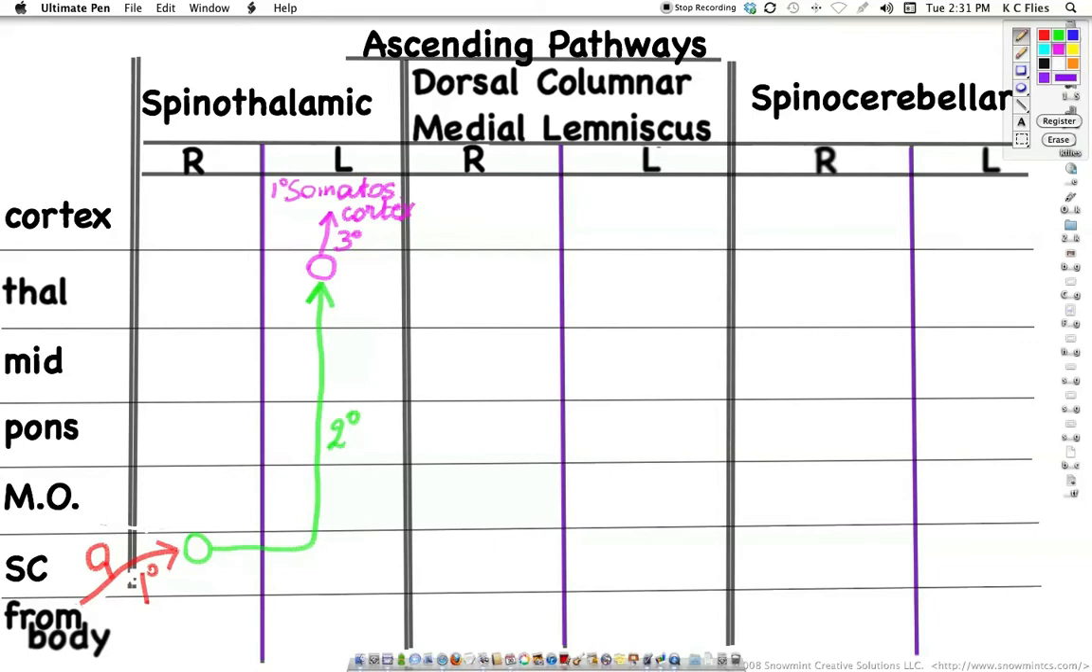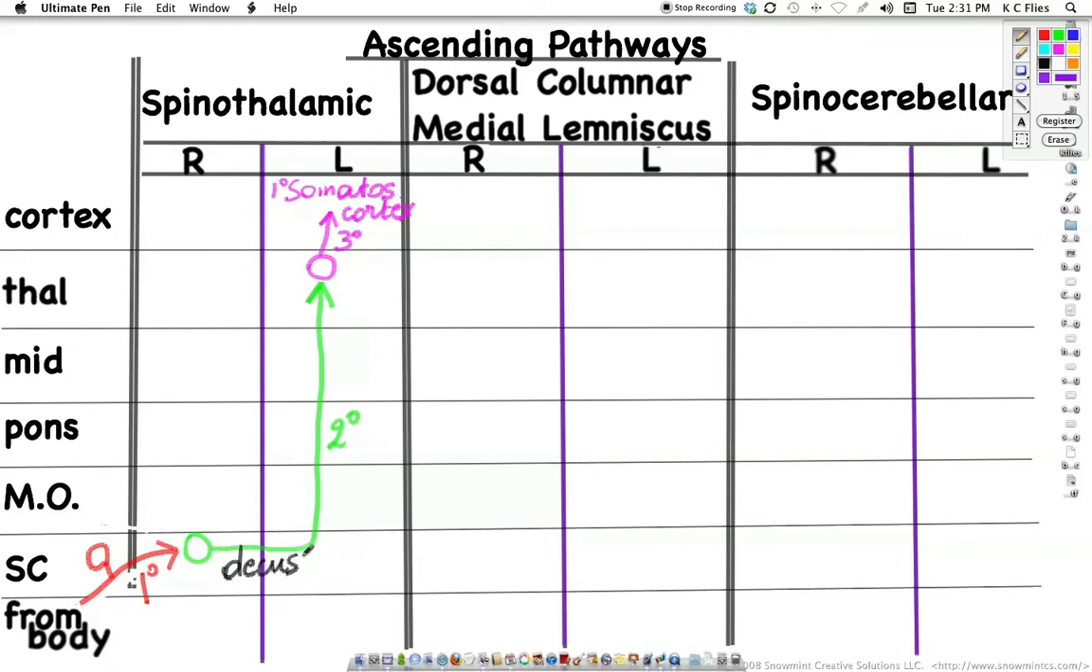So this is what typically the pathway looks like along a tract of a spinothalamic pathway. Now notice that I'm starting from the right side of the body. I enter the spinal cord on the right side of the body, and then we have the decussation occurring right here. Remember, the term decussation refers to the crossing over of the fibers.